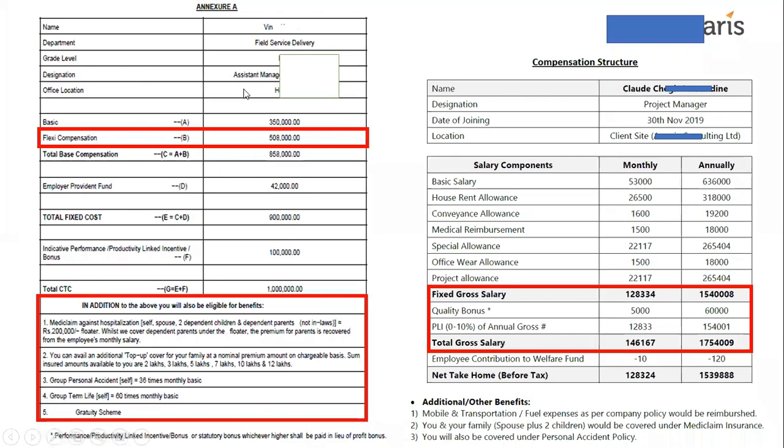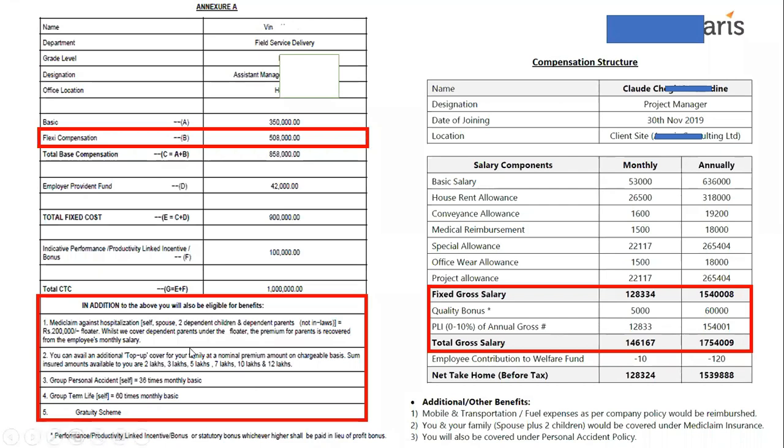Now how come this annexure is a good example of a complete compensation and benefit structure? When I say a good example of a compensation benefit structure, that includes whatever benefits the company is paying should be over and above the CTC that has been offered to the employee.